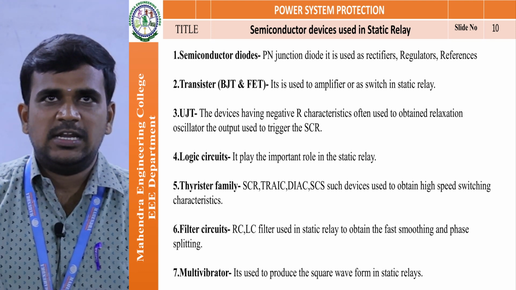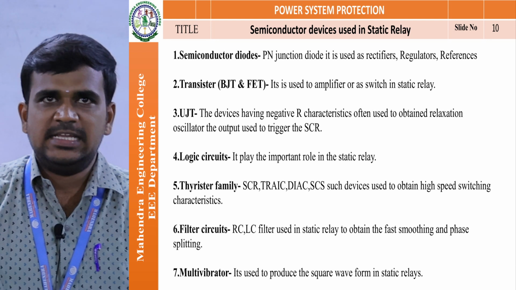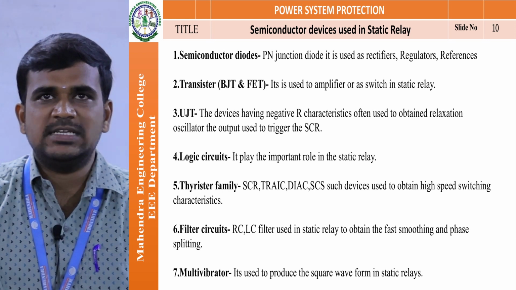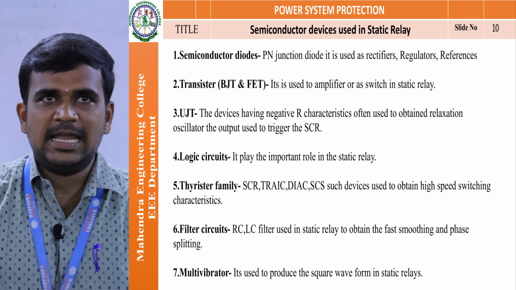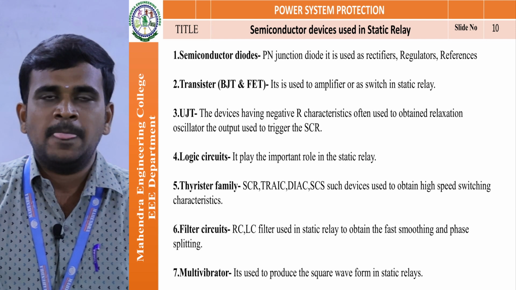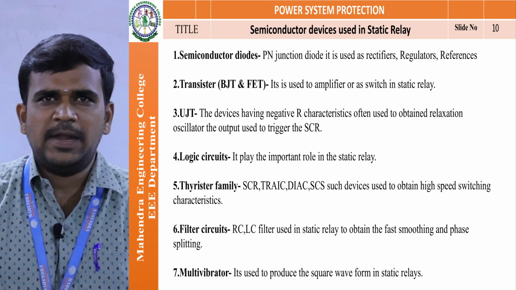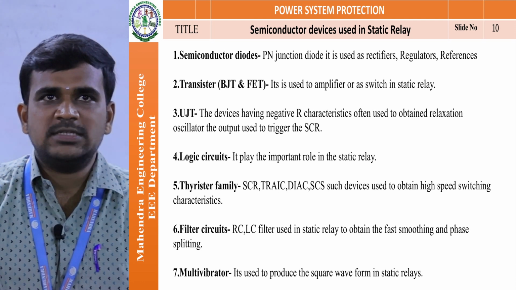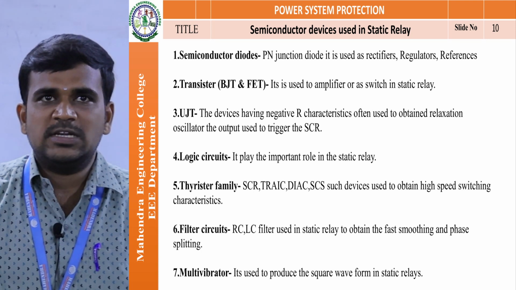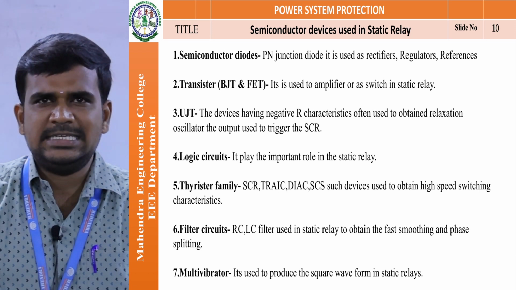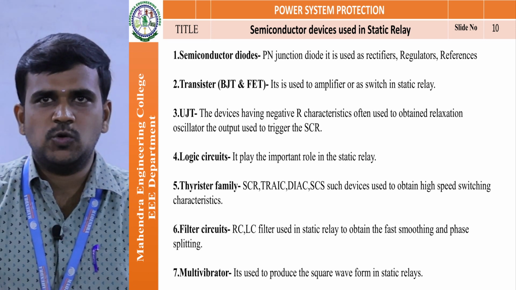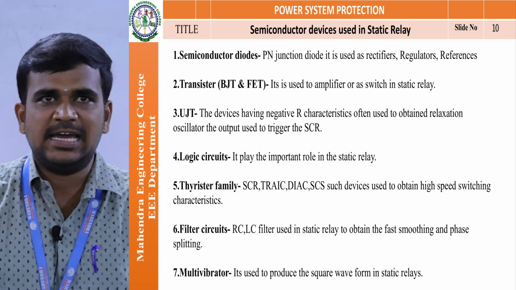The third semiconductor device is the UJT, a device having negative resistance characteristics, often used to obtain relaxation oscillators. The output is used to trigger the SCR. The logic circuit plays an important role because it gives the exact outputs. Then the fifth one is the thyristor family like SCR, triac, diac and SCS. Such devices are used to obtain high-speed switching characteristics.